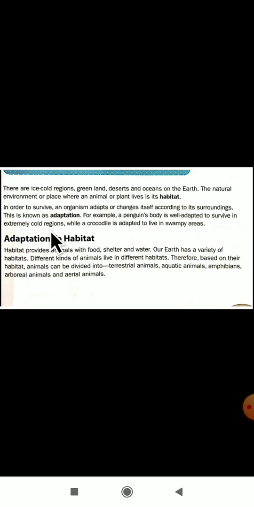Next, the crocodile is adapted to live in swampy areas, nothing but wet areas. We have studied about swamps and marshes in previous classes. Nothing but the land is covered with water or wet. The crocodile will survive in wet places only. Where the land is wet or filled with water, there the crocodile survives. For this we are calling adaptation. We are calling these animals adapted to that region's climatic condition.